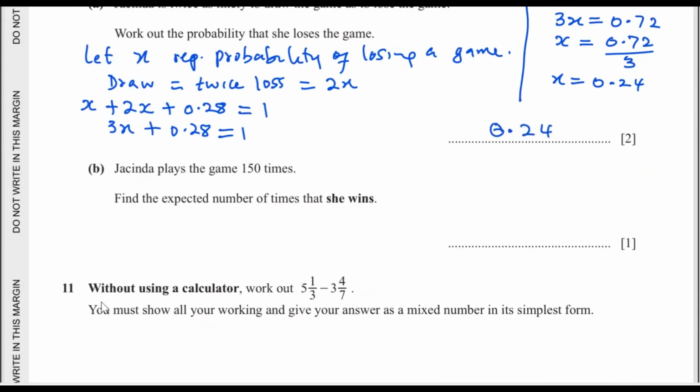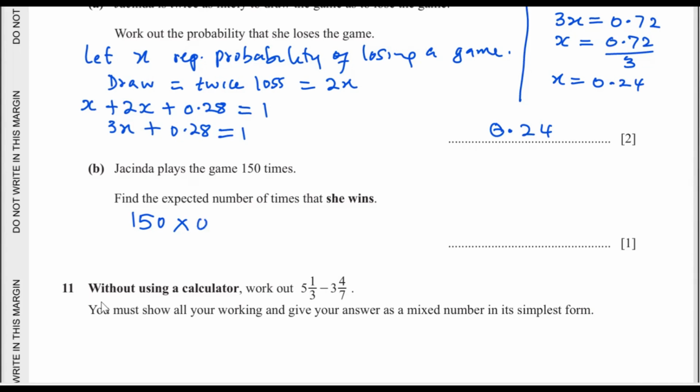Now, the B part of the question says, Jacinda plays the game 150 times. Find the expected number of times she wins. So now the number of wins is going to be 150 times the probability of winning. Remember, the probability of winning is 0.28.